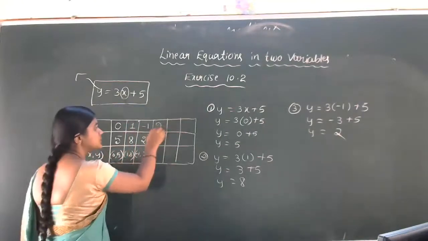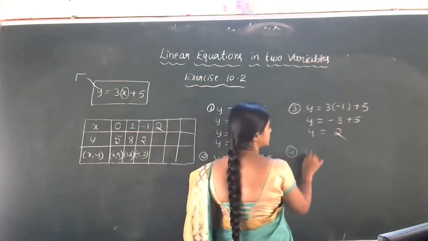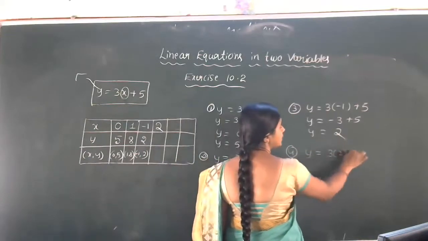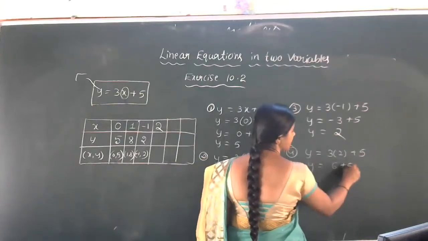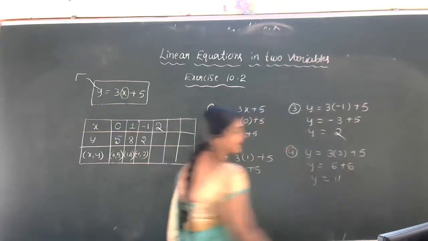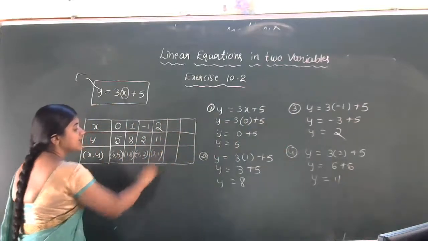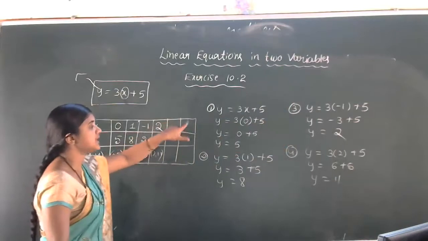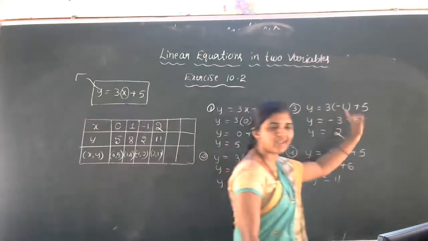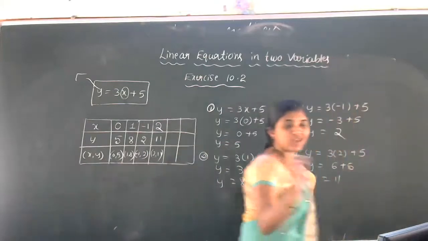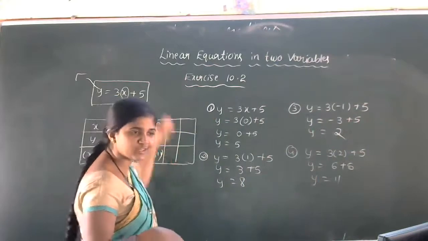Now I'll choose plus 2. Okay, now plus 2. So how to find it? Y is equal to 3 into 2 plus 5. Y is equal to 3 2s are 6 plus 5. Then y is equal to 11. Got the idea of this one? 2 comma 11. See, now minus 2, plus 3, minus 3, plus 4, minus 4, plus 5, minus 5, plus 6, minus 6. You can continue up to infinity. So you will get the solutions for this equation.